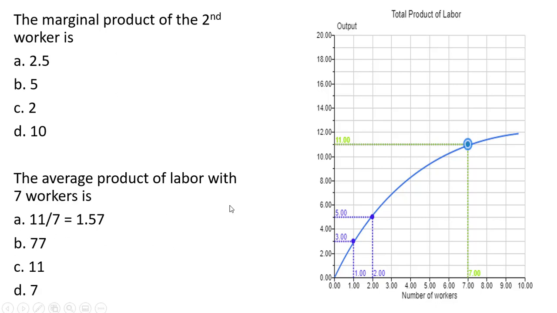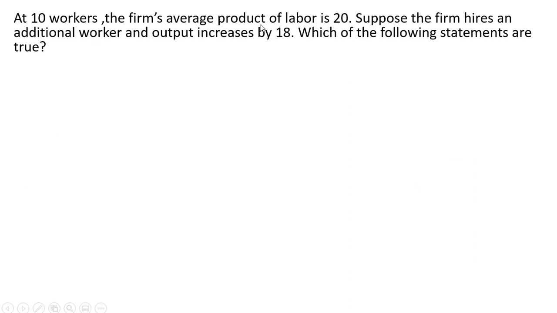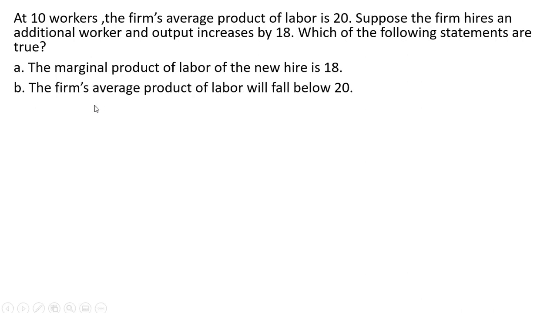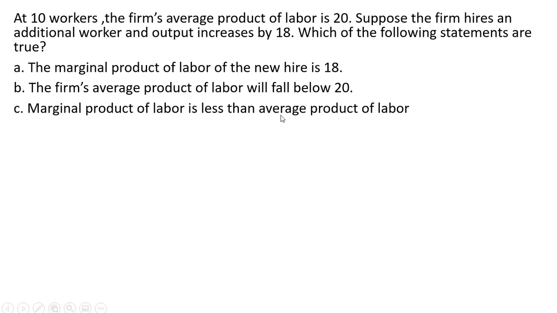At 10 workers, the firm's average product of labor is 20. Suppose the firm hires an additional worker and output increases by 18. Which of the following statements are true? The marginal product of labor of the new hire is 18. That's true. The firm's average product of labor will fall below 20. That's true. When the marginal product is below the average product, it'll pull the average product down. The marginal product of labor is less than average product of labor. That's true. We just stated that for answer choice B.